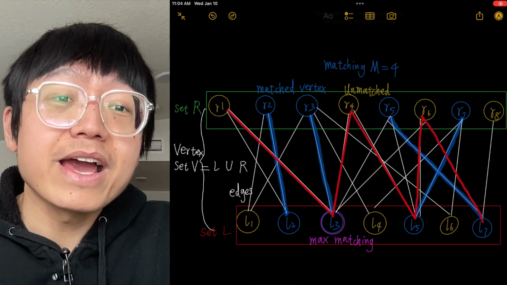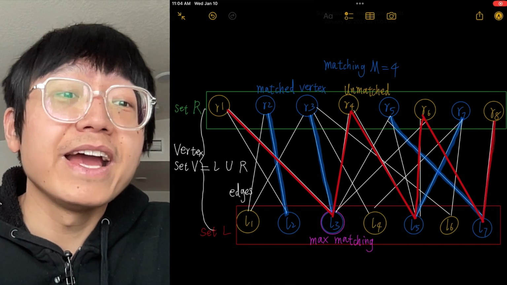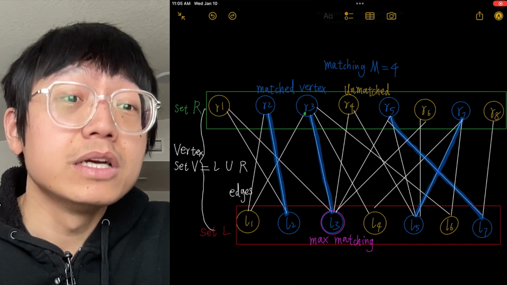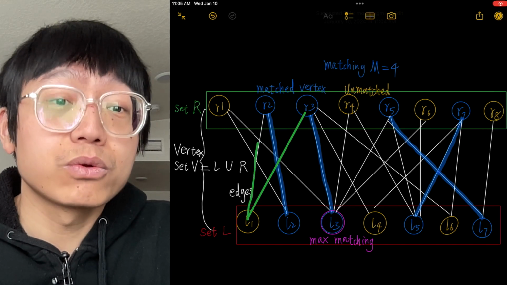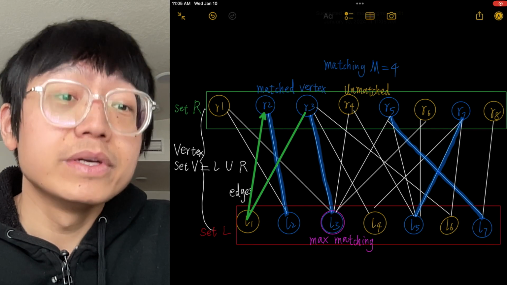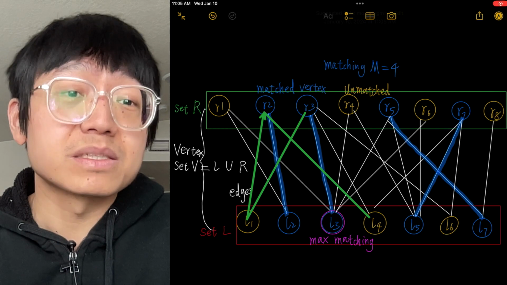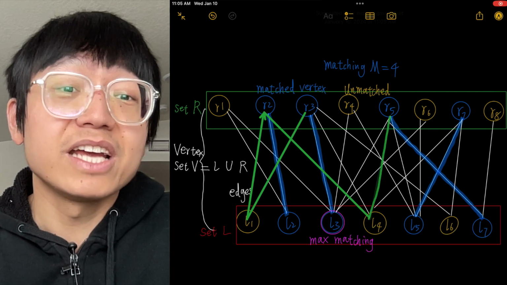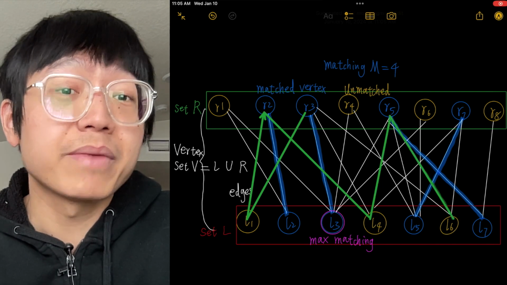An M-alternating path in a bipartite graph is a path that alternates between edges that are not in matching M and edges that are already in matching M. We start with an unmatched vertex. The path goes through an edge not in M, then an edge already in M, and this continues in this pattern. An M-augmenting path is a special type of M-alternating path that starts and ends with edges not in matching M, which means it starts and ends with unmatched vertices.